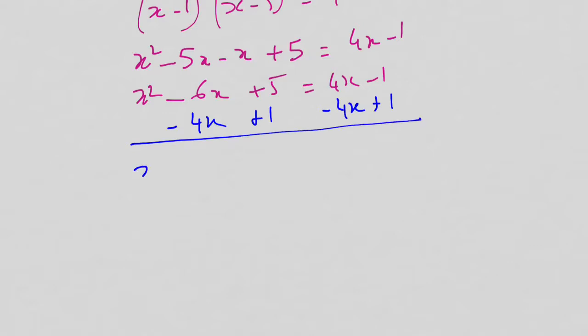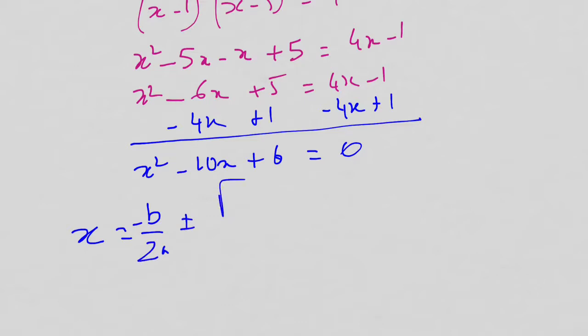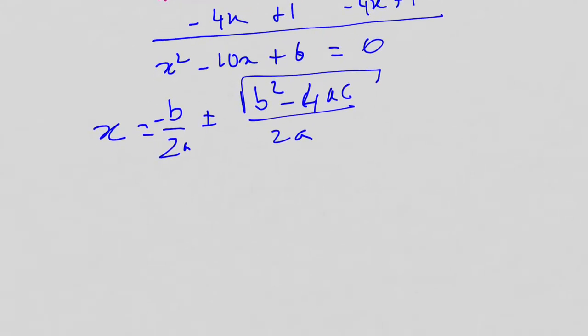And when I do that, I end up with a quadratic equation, x squared minus 10x plus 6 equals 0. To solve the quadratic equation, I'm going to use the quadratic formula, which says x equals negative b over 2a, plus or minus the square root of b squared minus 4ac, divided by 2a. Making sure I'm not making any mistake on the values of a, b, and c, I know that a equals 1, b equals negative 10, and c equals positive 6.